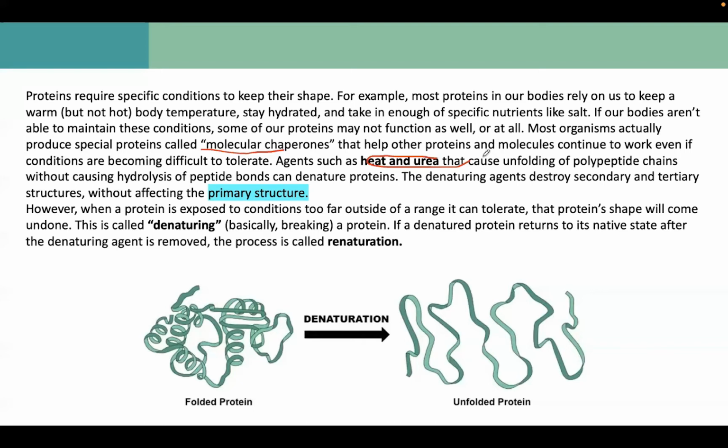So mamaya babanggitin natin at i-discuss natin much further si primary, secondary, tertiary, and quaternary structures of your protein. But for now, pakitandaan po na denaturing agents can destroy the secondary and tertiary structure, but it will not affect the primary structure of the protein. Okay, so basahin lang natin yung next description. However, when a protein is exposed to conditions too far outside of a range it can tolerate, that protein's shape will come undone. Okay? So tayo, parang tayo lang yan, yung ating mga proteins inside our body.